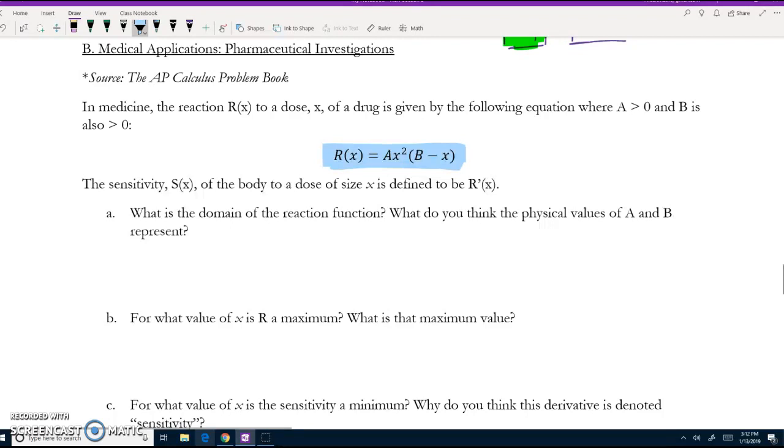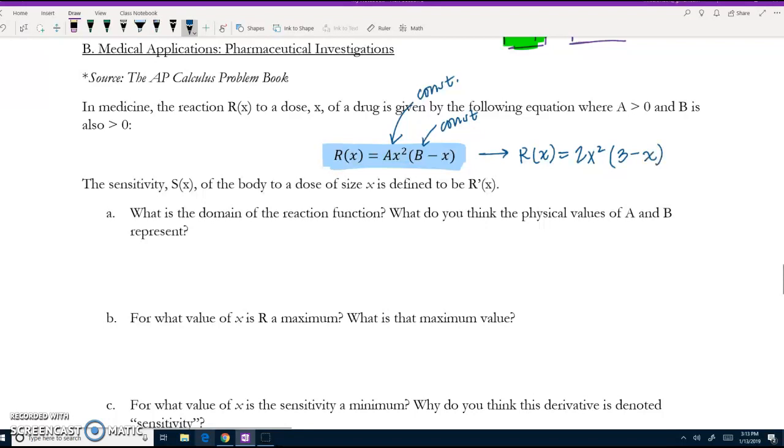So what it tells us is that the reaction to a dose X of a drug is given by this equation, where A is greater than 0 and B is also greater than 0. So just like in the previous problem, what that means is A is a constant and B is a constant. So what I want you to recognize is that this would be no different than if this problem was set up like this. R of X is equal to, and then let's call A 2, so this was 2x squared, and then B was 3.